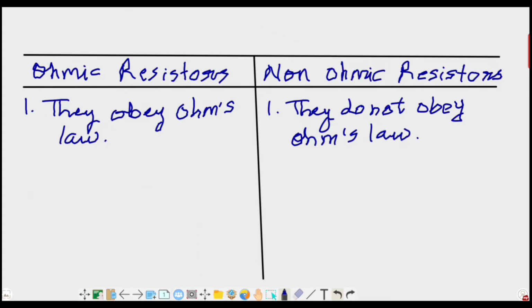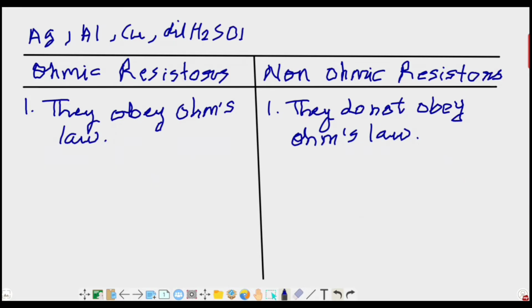Now students, let's discuss ohmic resistors and non-ohmic resistors. Resistors which obey Ohm's law are called ohmic resistors. All the metallic conductors such as silver, aluminium, copper, nichrome wire, dilute sulfuric acid, copper sulfate with copper electrodes, they all are ohmic resistors.